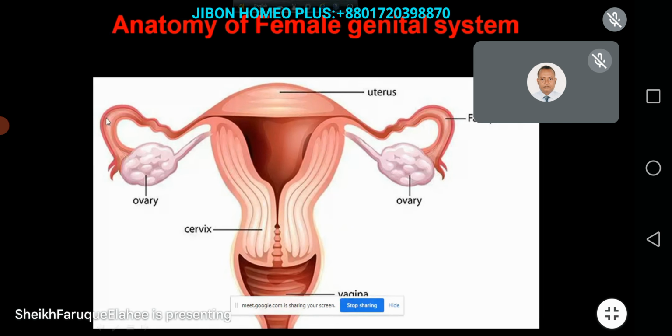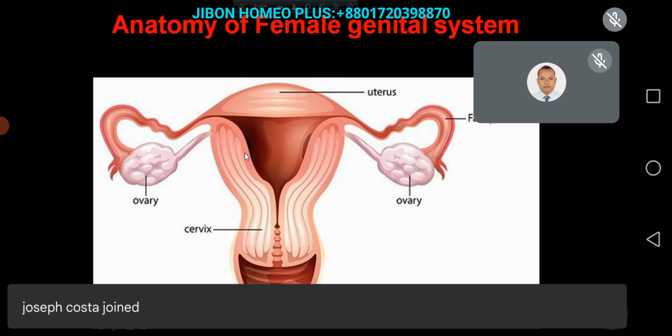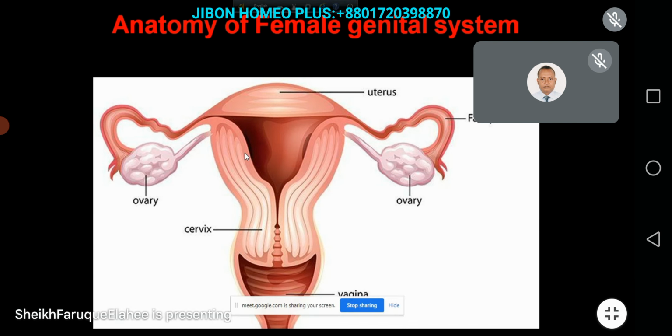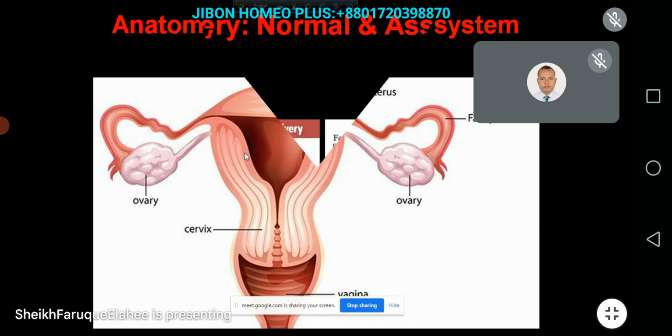This is called ampulla of the fallopian tube. And after they meet they form zygote, a structure which is called zygote. This zygote takes 1 week time to come to the uterus, and this will be implanted and make the pregnancy. So this is one thing.